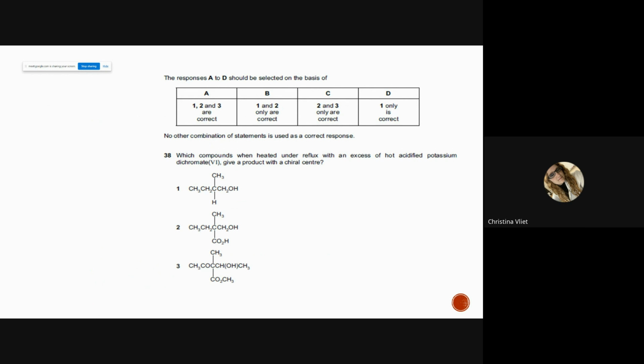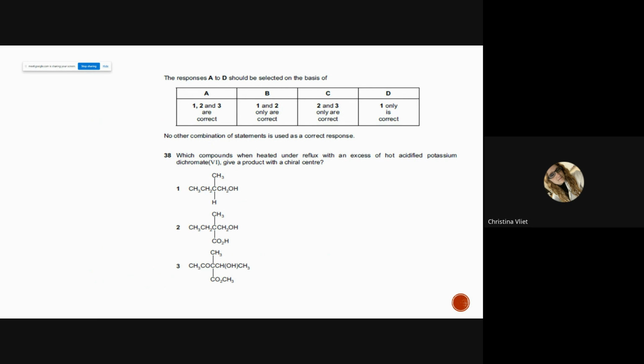What question number is that? That's number 38. Still organic. We're almost done with the test. Which compound, when heated under reflux with excess hot K2Cr2O7, gives a product with a chiral center? Can you be asked about chirality still? Sure you can. How exciting.